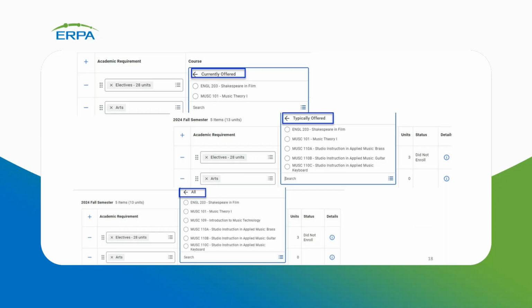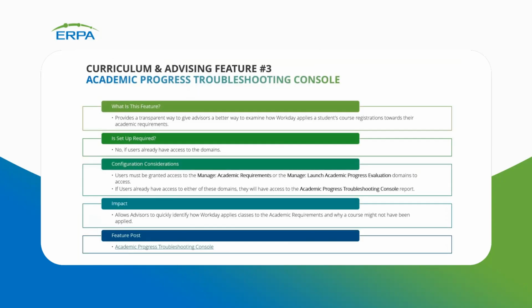And the last feature I'd like to share with you today is one of my favorite, and it's the Academic Progress Troubleshooting Console. This is a dynamic way for advisors to quickly examine and understand how Workday is applying student course registrations towards their academic requirement. This update is automatically available to all users that have access to the domain. This new report, Academic Progress Troubleshooting Console, is a game changer for advisors. Now let's jump into the demo.